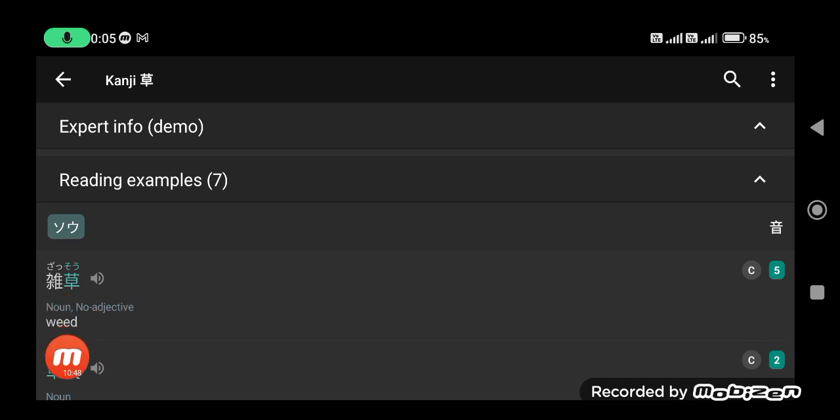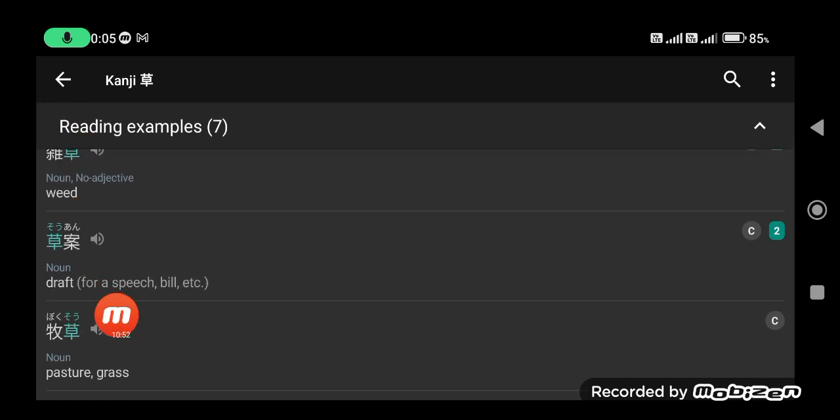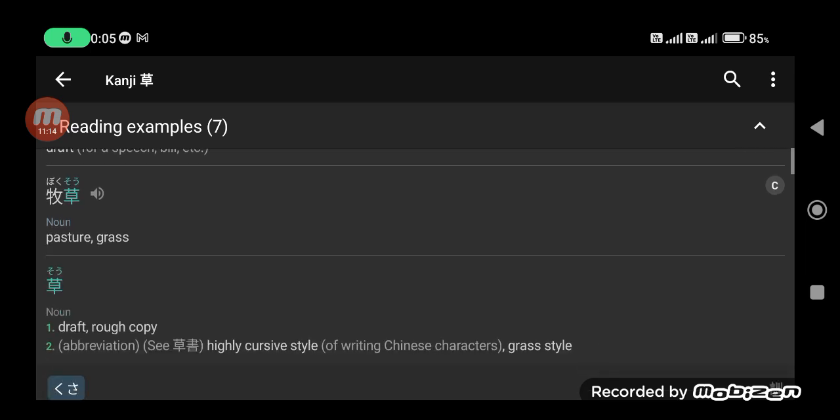Zaso, meaning weed. And here, soan, meaning draft. Actually, the second kanji here means proposition or suggestion. So soan is a draft, let's say for a speech or a bill, a Congress bill.